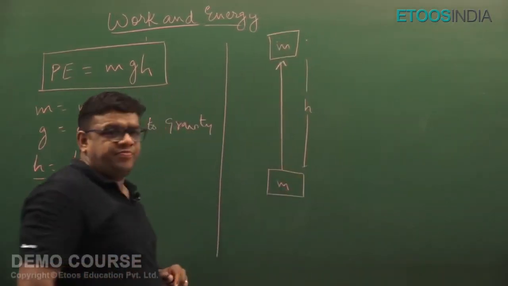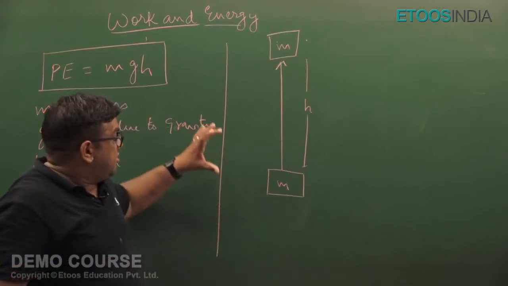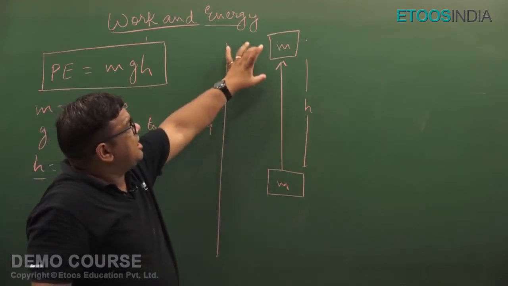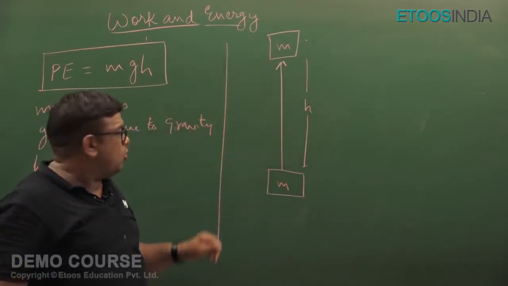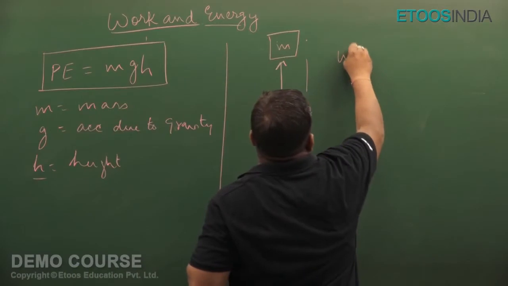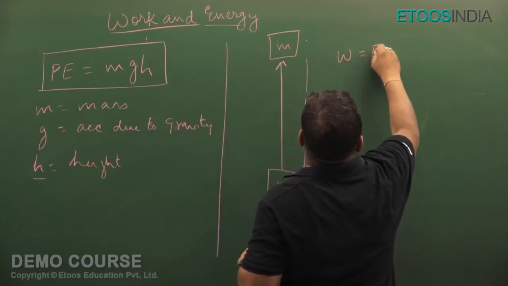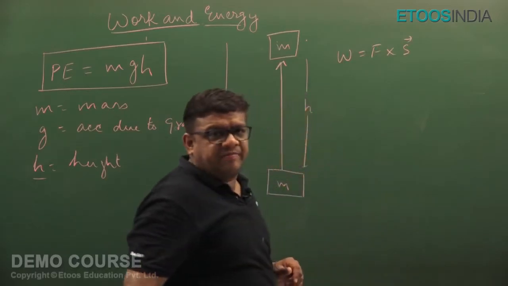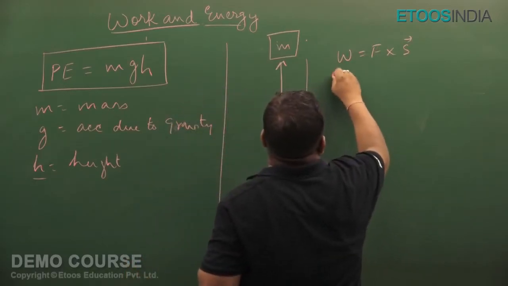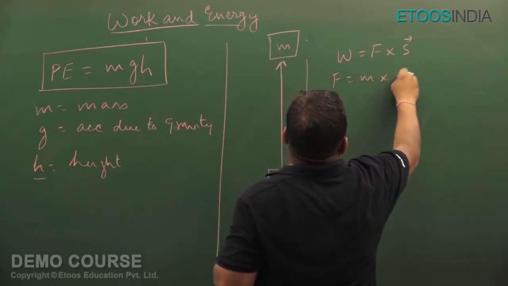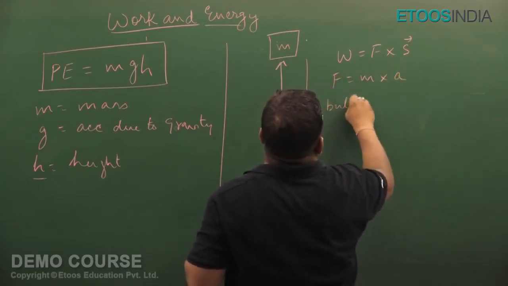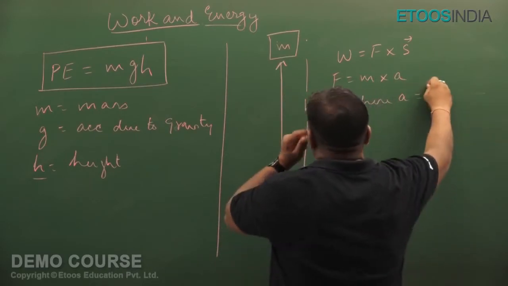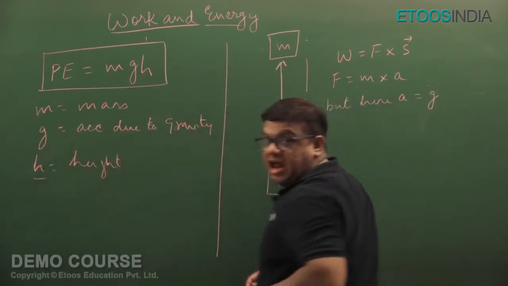Is it clear? Now, in lifting this box, of course some work has been done against gravity. So, we know that the work done is force into displacement. Clear? Here in this case, force is equal to m into a, but here a is equal to g. We know that is acceleration due to gravity.